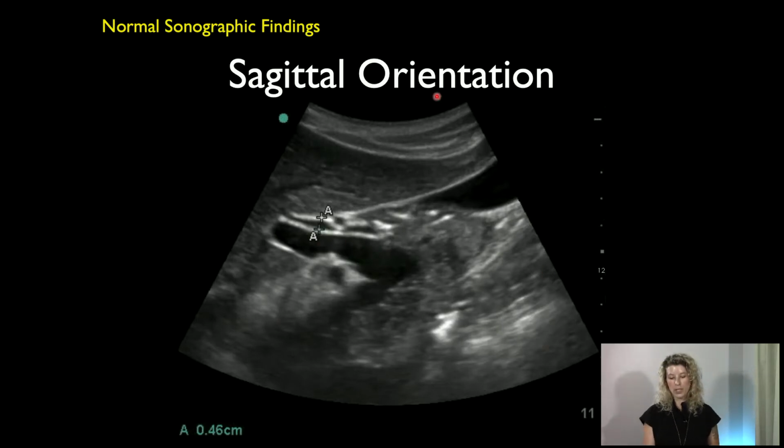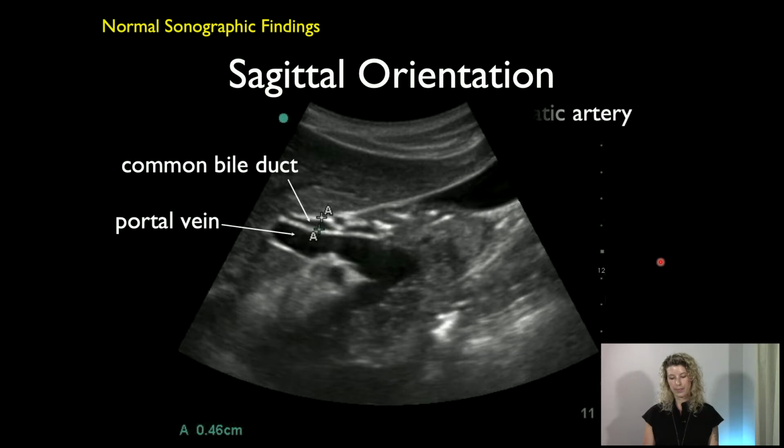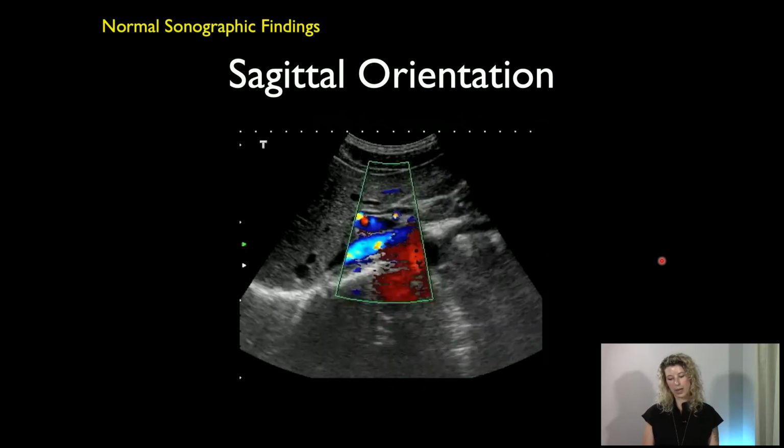So this is a still image of the portal triad. The portal vein is here, the hepatic artery is right here, and then the common bile duct is lying along superior to the portal vein. This is one of several different types of configurations that you can find the common bile duct in. And we're going to show clips of it, so you'll see it in real time.